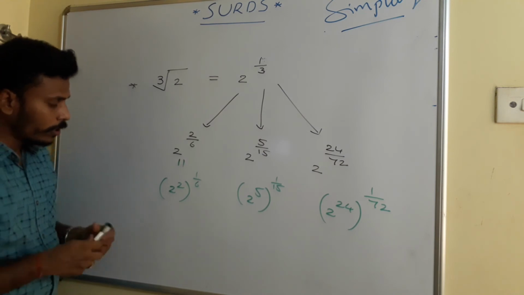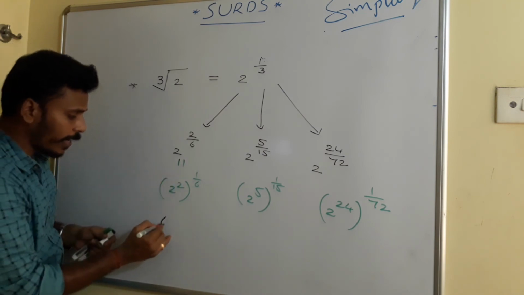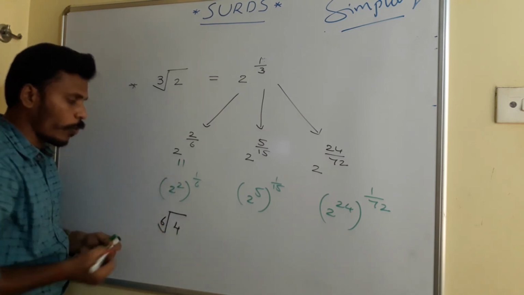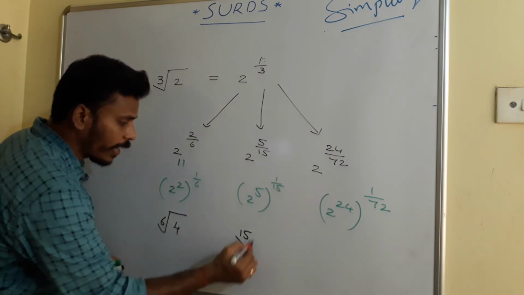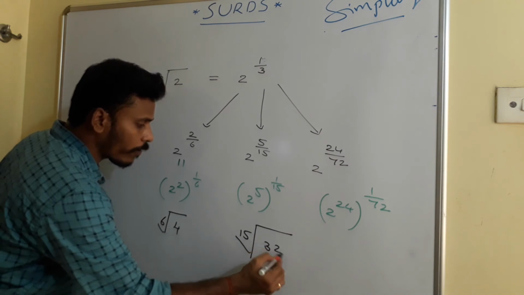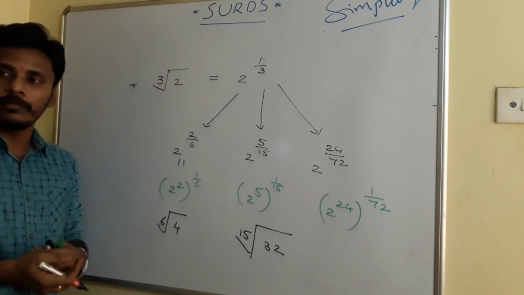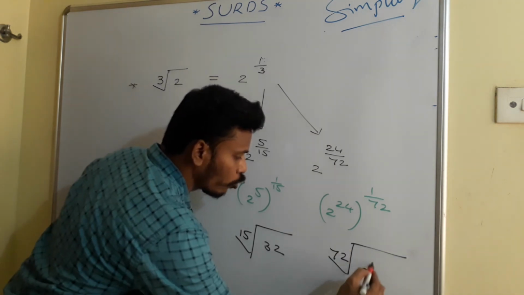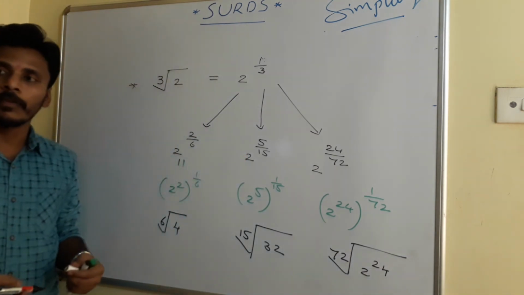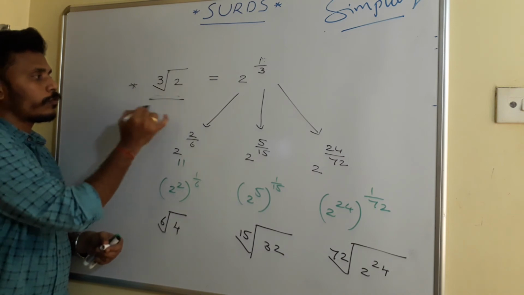Now if you look, this 2 square power 1 by 6 can be written as the 6th root of 2 square, which is 4. And this 2 power 5 power 1 by 15 can be written as the 15th root of 2 power 5. This 2 power 5 is 32. And it can be written as the 72nd root of 2 power 24. See, the actual thing is the cube root of 2.